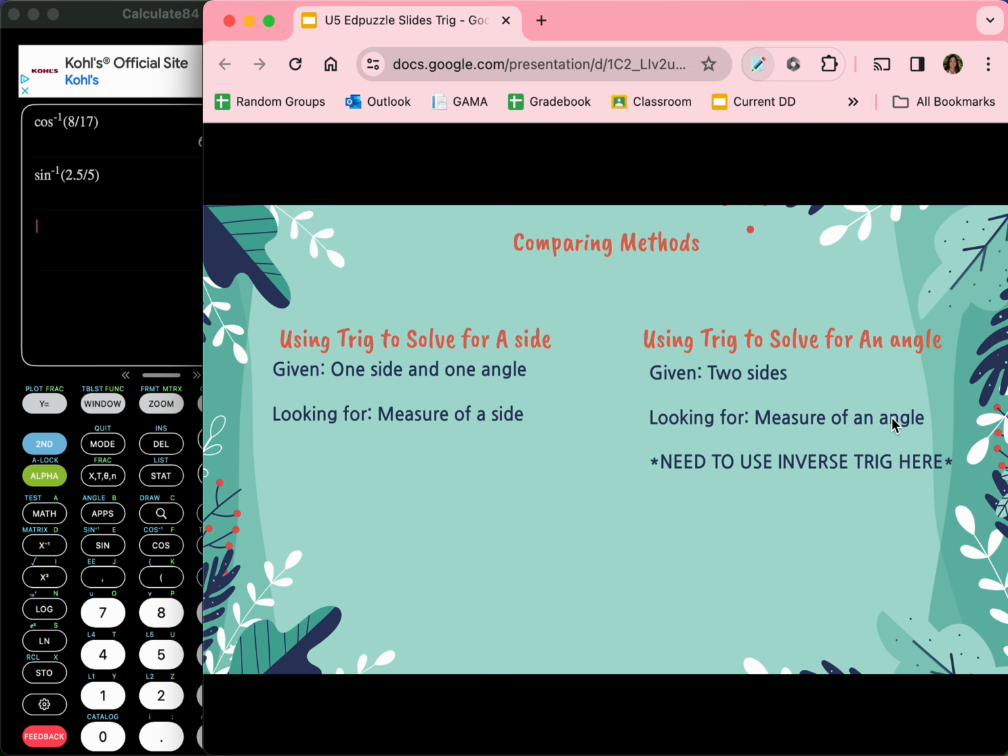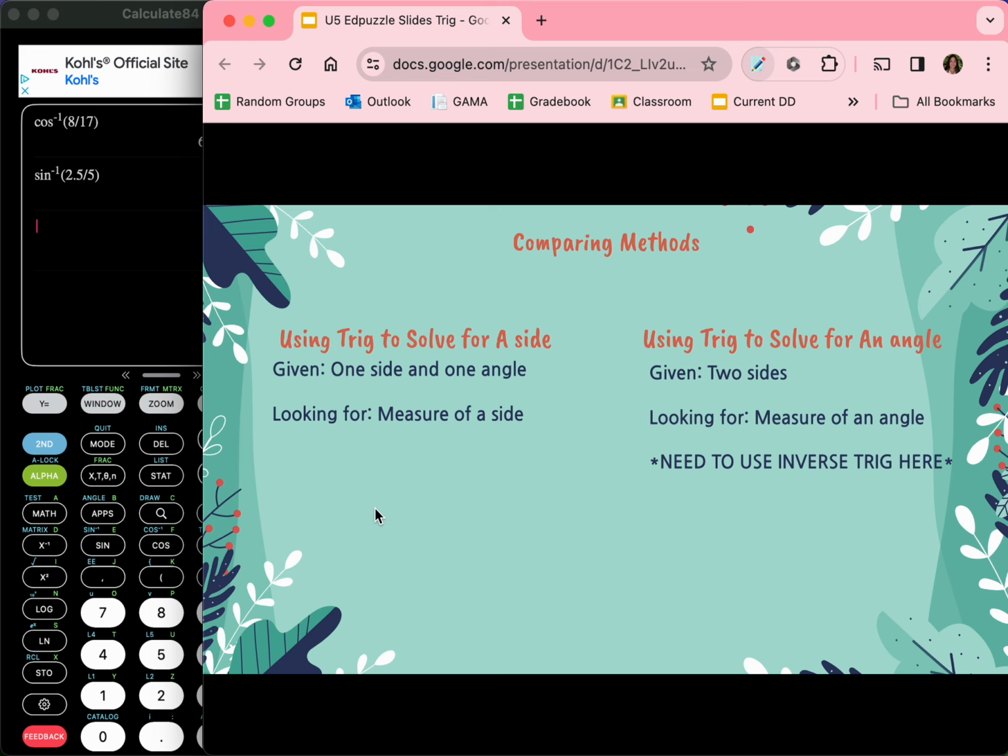Now, comparing these methods, because you want to be able to understand both. So right now, we know how to use trig to solve for a side, and we know how to use trig to solve for an angle. So you want to make sure you can evaluate your given information for both of these examples, right? So in your table and your notes, you want to make sure you're filling these in. So using trig to solve for a side, you're given one side and one angle in your right triangle, and you're looking for the measure of a side there.